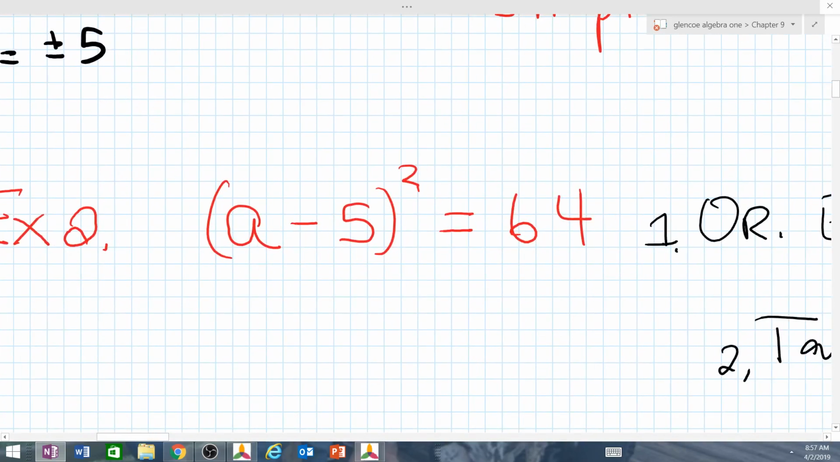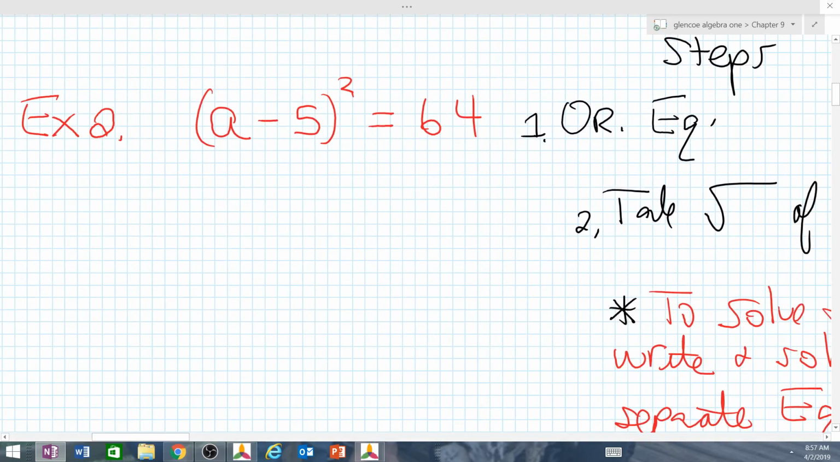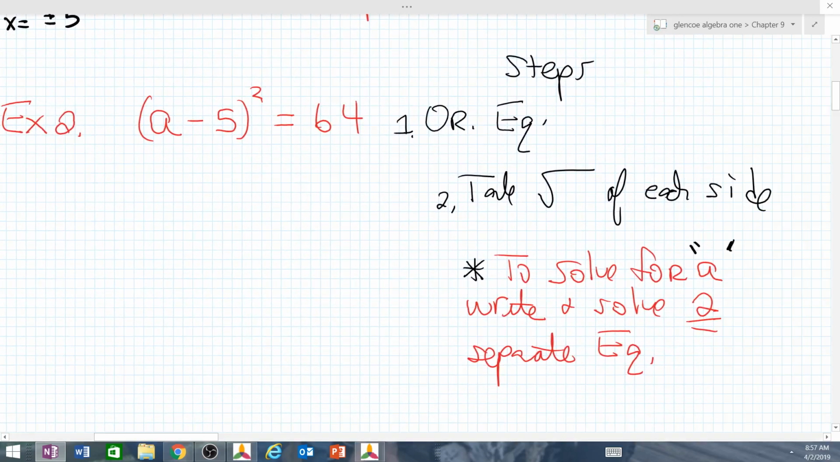All right, here we go. Example number 2, this is also in your notes. It's on page 23, I believe, in your notes, 9.4. It says (a − 5)² = 64. That's my original equation.